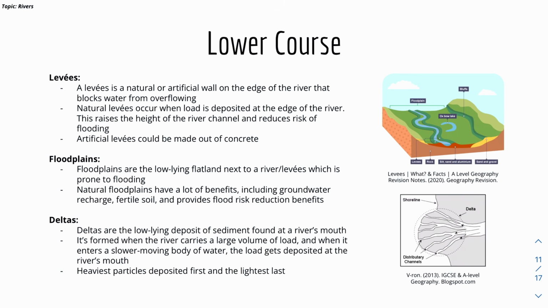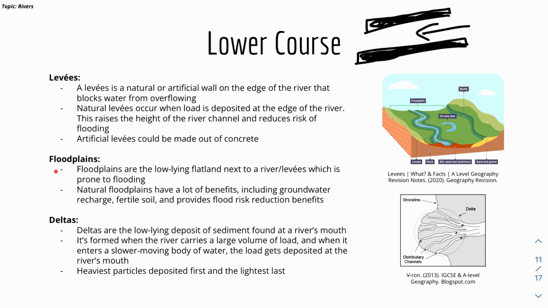Because for example, if this is a river channel, so let me just draw it in, let's say like this. So, river channel, right? Levees basically are deposited on the side of the river, where it basically raises the height of the river banks. So these are levees, where they raise the height, which means that it's harder to flood.